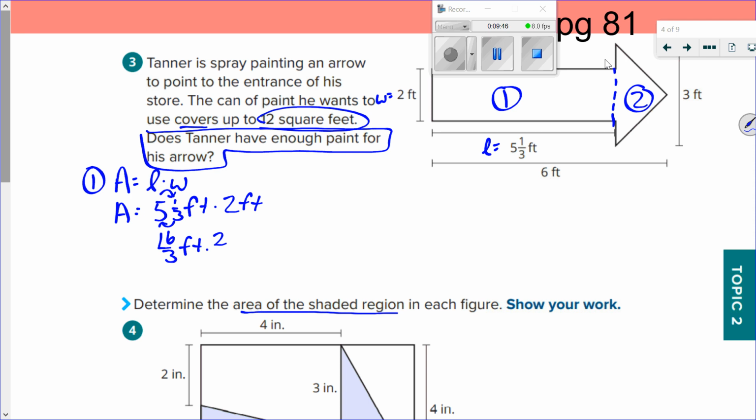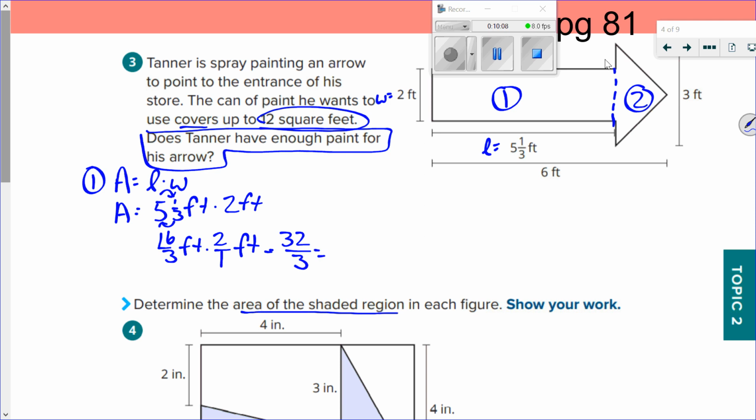Whole numbers, to make them an improper fraction, I put it over 1. Okay, nothing to reduce because I got two even numbers on top and 3 on the bottom, so I'm going to multiply. 16 times 2 gives me 32. 3 times 1 is 3.